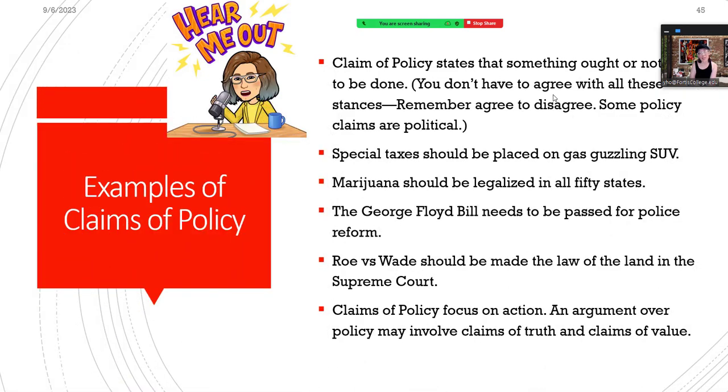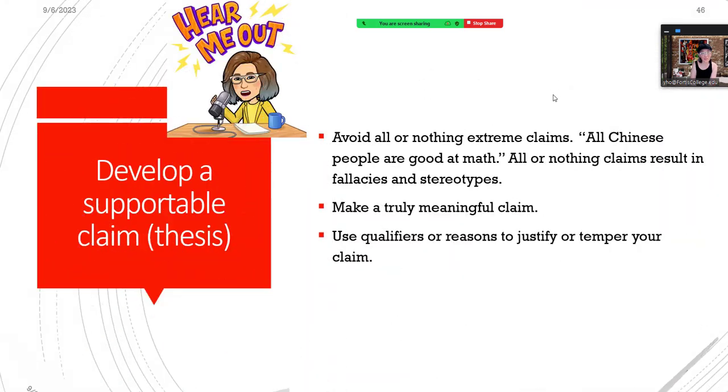Now for your essay, you're going to be mainly dealing with claims of policy because you're going to be getting your topics from the procon.org website. So claims of policy state that something ought to or ought not to be done. Special taxes should be placed on gas-guzzling SUVs.